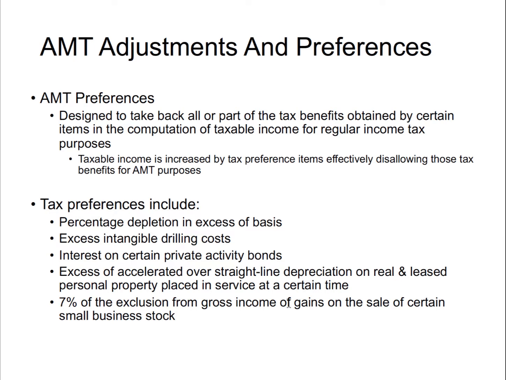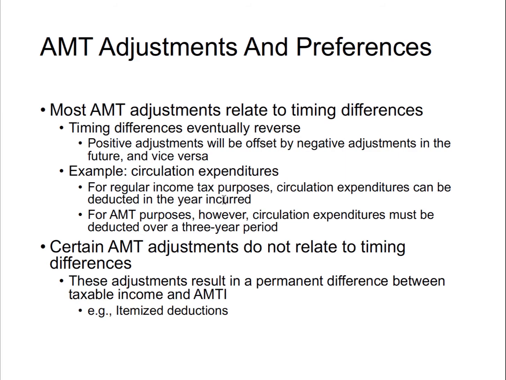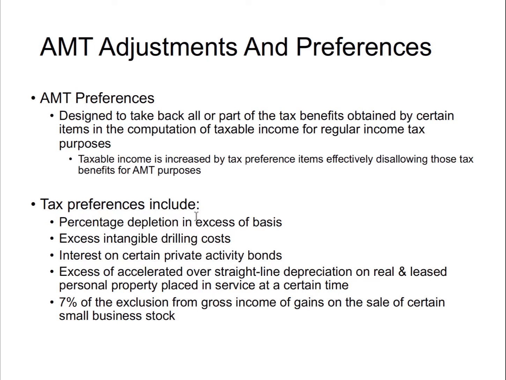AMT preferences, again, are always added. The AMT adjustments can be added or subtracted depending on the circumstances. The AMT preferences are always added. And these are designed to take back all or part of the tax benefits obtained by certain items in the computation of taxable income for regular income tax purposes. Some of the preferences include, and we'll talk about these briefly, percentage depletion in excess of basis, excess intangible drilling costs, interest on certain private activity bonds, excess accelerated over straight line depreciation on real and leased personal property, and 7% of the exclusion from gross income of gains on the sale of certain small business stock, which is a special rule.